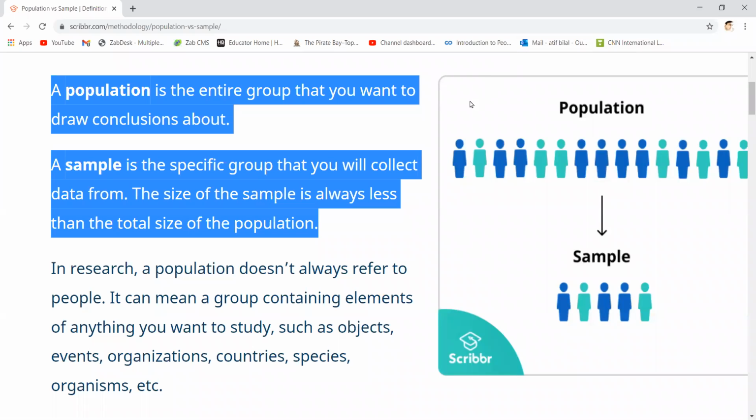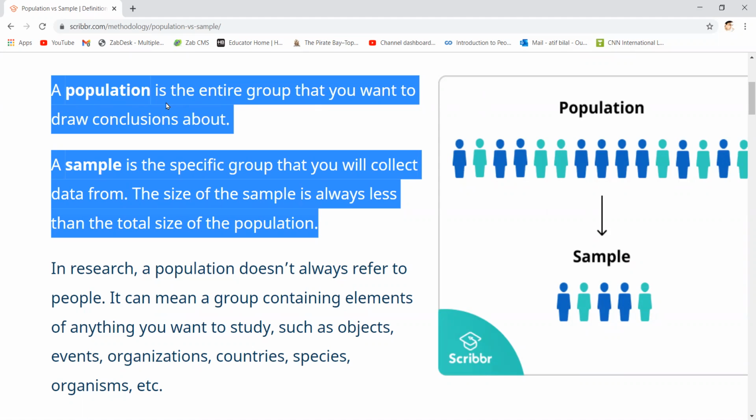Welcome to another video in which we will talk about how to calculate the sample size for your research or for your data collection. Before we move on to our sample size calculation, we need to see the difference between a population and a sample.